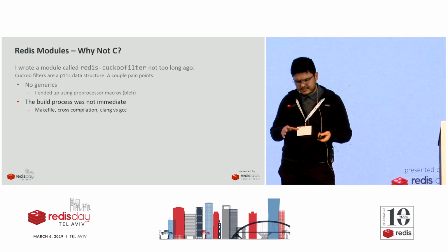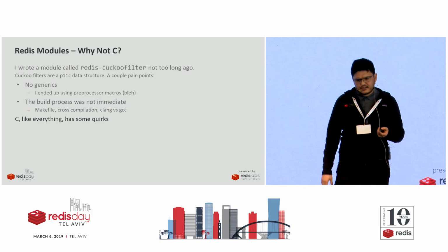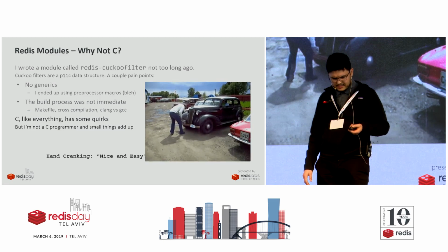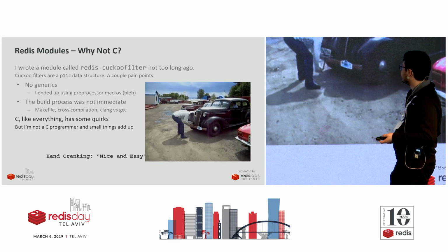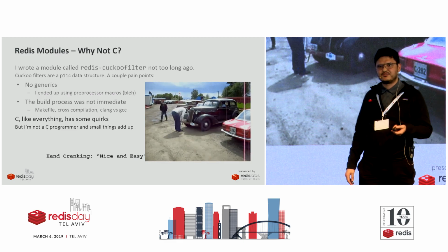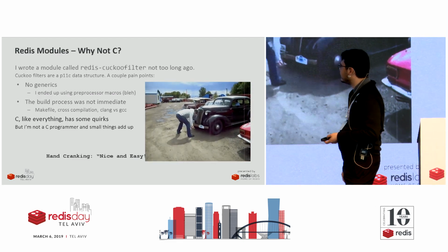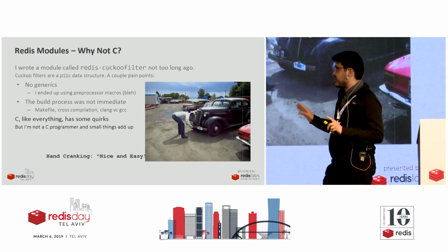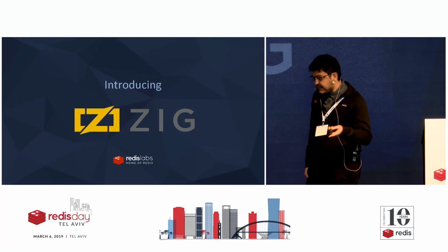But there are some quirks in the C ecosystem that are legacy, that have been there for a long time, and I honestly don't want to deal with them. Like, it's like hand cranking, right? Nice and easy. Sure, like in the 70s maybe. In 2019, people expect to turn a key and the car should start. Like, don't do that. And I'm mainly complaining about the preprocessor because I hate that thing. So let me tell you about an alternative.